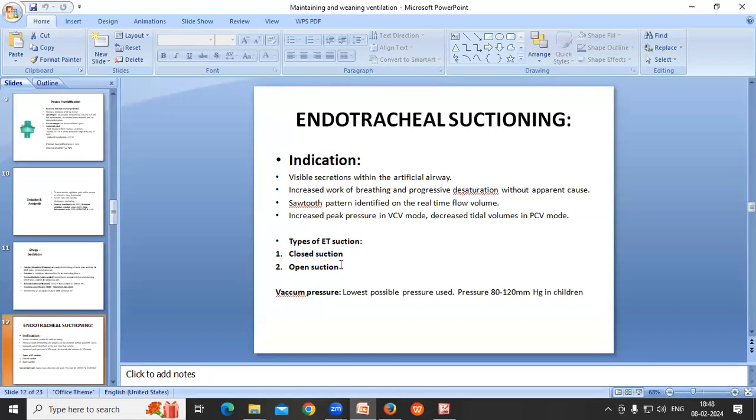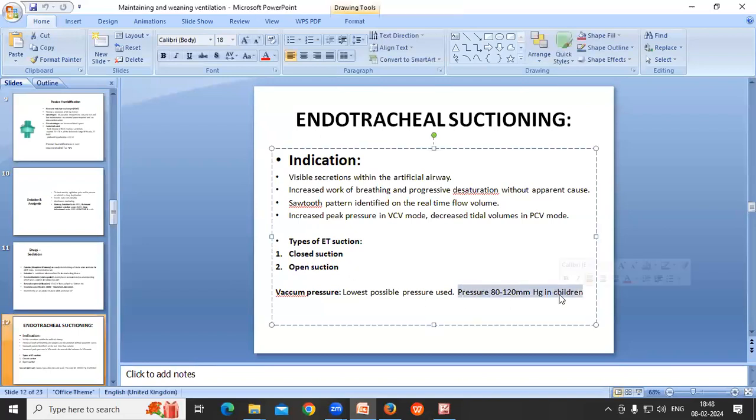There are two types of suction, closed suction and open suction. Closed suction is mainly for ARDS lungs to prevent de-recruitment. Open suction is what we generally do. You need to restrict the pressure to 80 to 120. The maximum allowed pressure is 120; you cannot go beyond. If you remember 100, that is enough. The vacuum pressure should be set at 100, not more than that. It can cause trauma, so there is a maximum pressure you can allow.